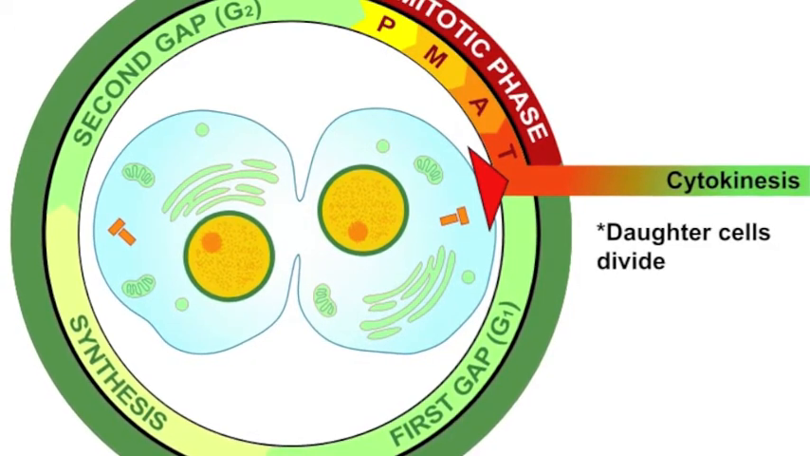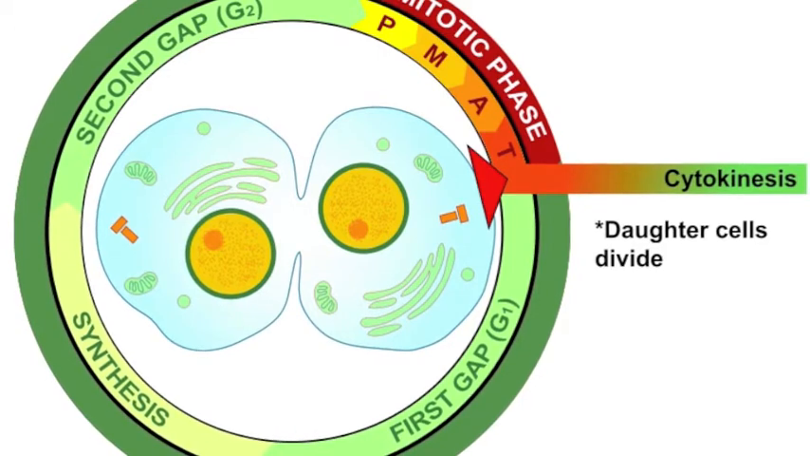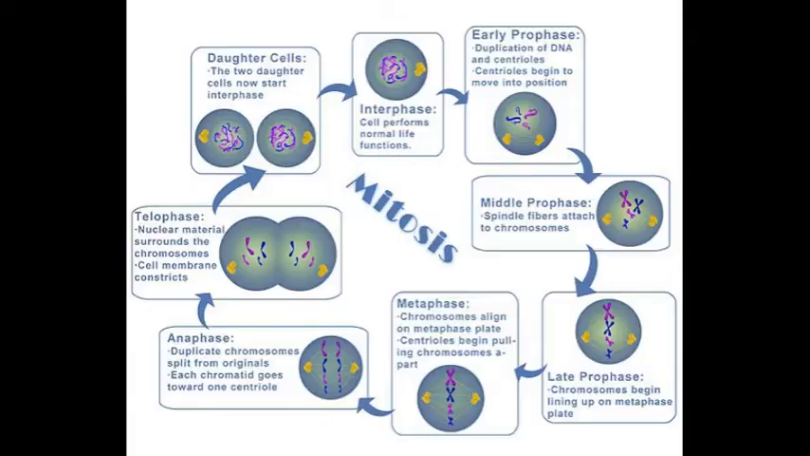The results of the entire cell cycle are 2 new identical daughter cells, both with the same number of chromosomes as the parent cell and half the organelles from the parent cell. The importance of mitosis is to replace old or damaged tissues in the organism with newly created diploid cells.